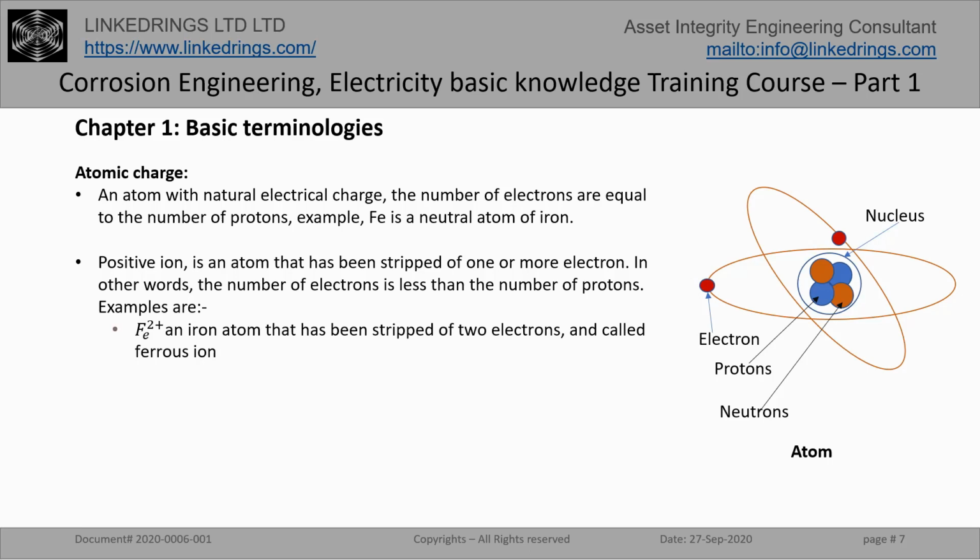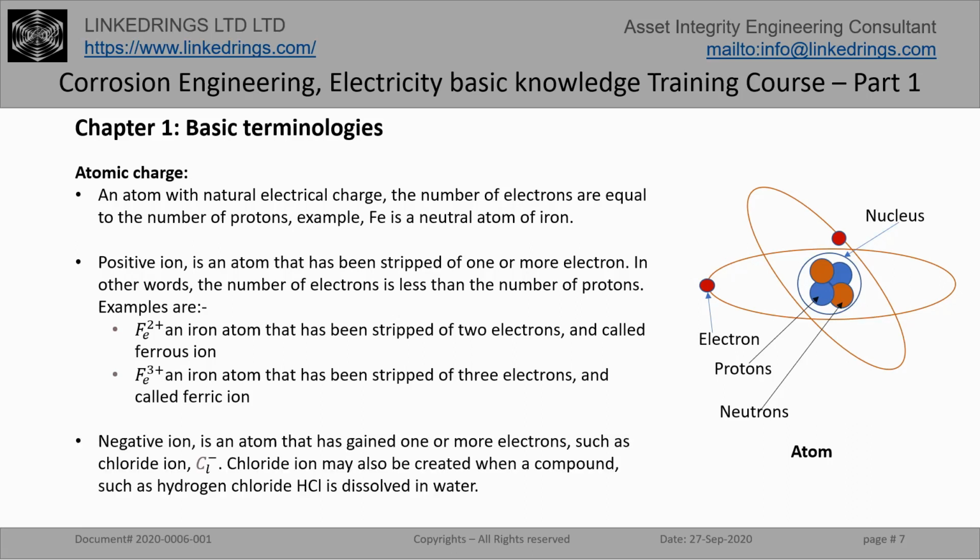Examples of positive ions are Fe2+, which we call the ferrous ion. It is an atom that has been stripped of 2 electrons. That's why it's +2. Another example is Fe3+, which we call the ferric ion. In this condition, the atom has been stripped of 3 electrons.